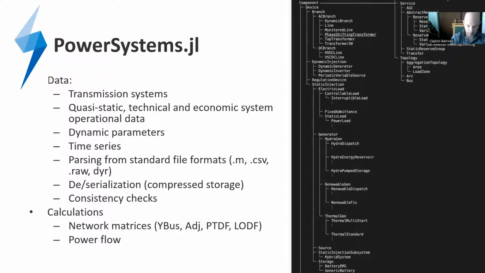stable or steady state optimization type modeling. In addition, we can store the time series for really any parameter. And we enable parsing from several of the standard data formats like MATPOWER .m files, RAW files, DYR files, and then we have some custom capabilities from CSV files and things like that. There are a number of other capabilities enabled by PowerSystems.jl. If you're interested, check it out. But it is the foundational layer for which we'll do some of the modeling in PowerSimulations.jl. Go to the next slide, please.